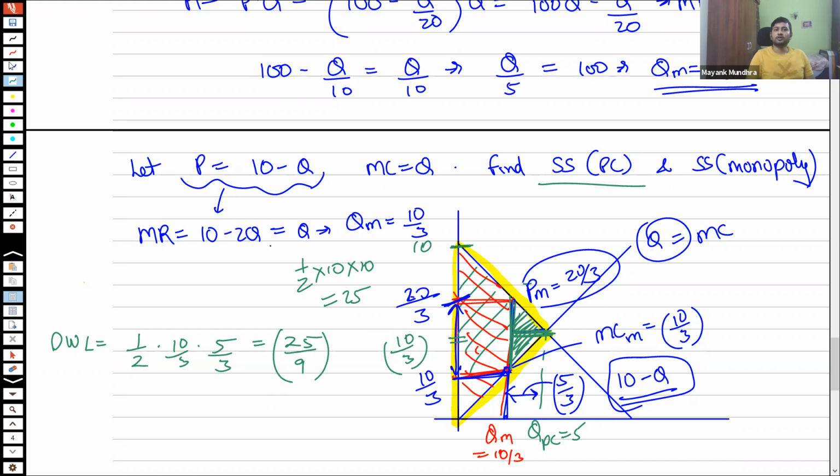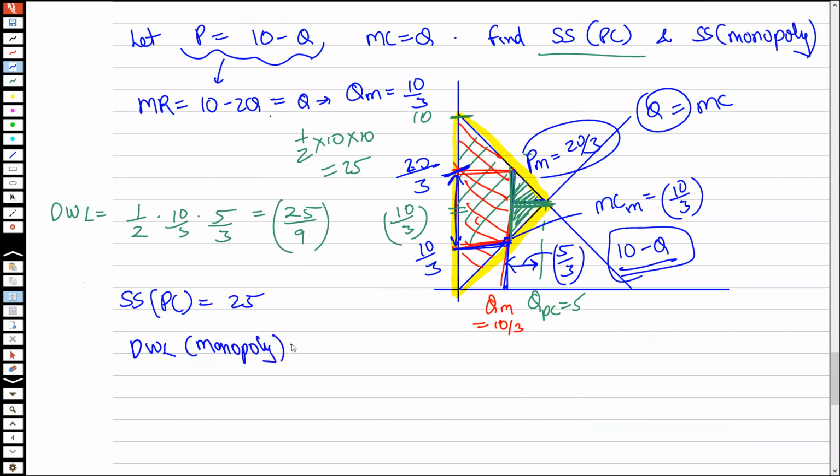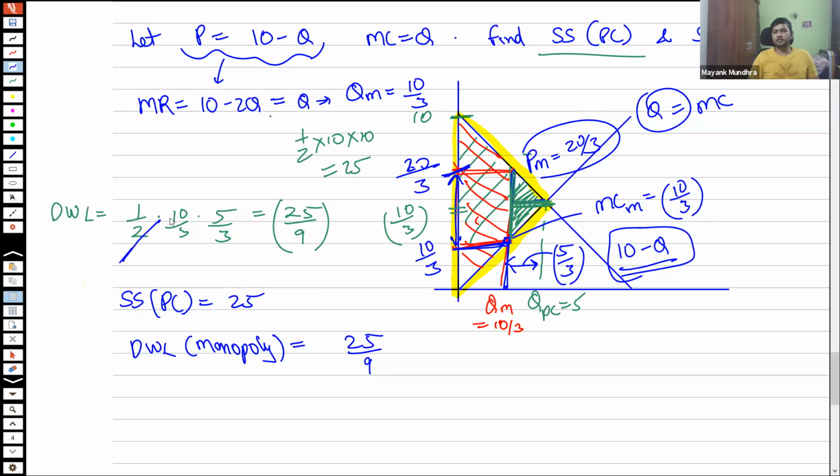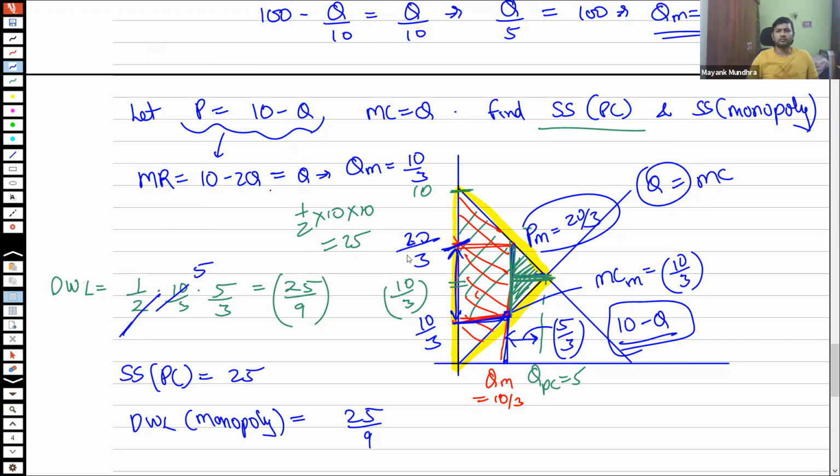Okay. So now the social surplus of perfect competition was 25. Deadweight loss of monopoly. Excuse me, sir. Yeah. Shouldn't that area be 15 by 2? It's half into 10 into 5. So I'm cancelling this 2 with this 10. 25. The social surplus under perfect competition should be... 15 by 2.